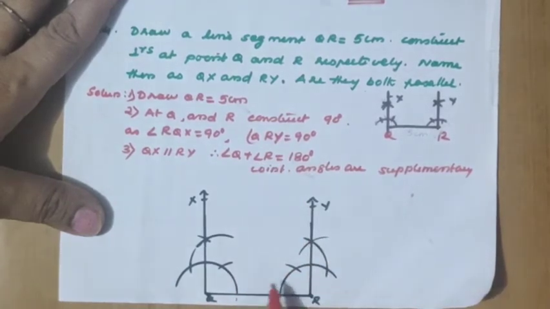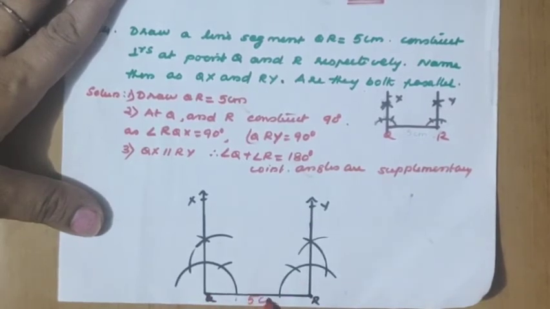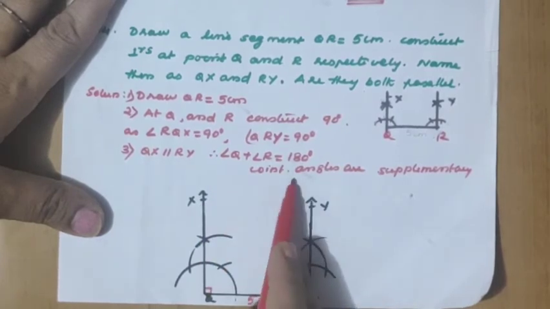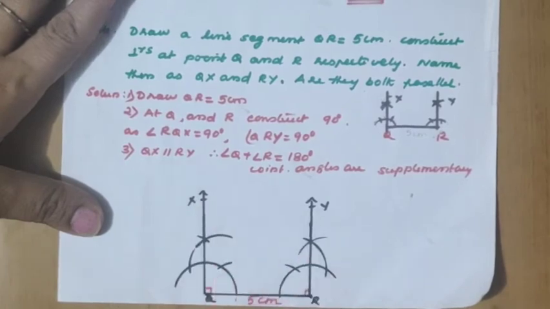Here you can see the construction. So 5 centimeter, once we completed, we should write the measurement and all. This is also 90 degree and here also 90 degree. You know the constructions very well. Mark here X and Y. Now co-interior angles are supplementary, so the lines are parallel.